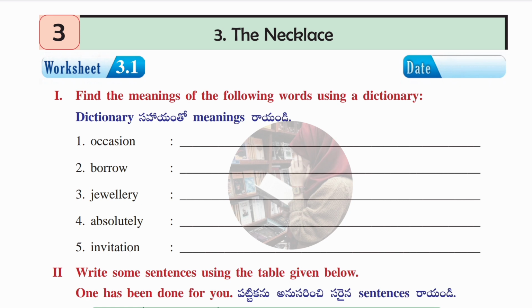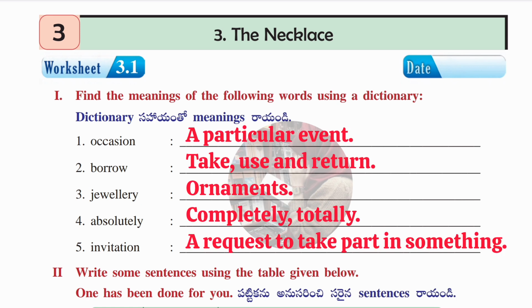So first one is occasion. Its meaning is a particular event. Second one is borrow, meaning take, use and return. Next, third one is jewelry, meaning is ornaments. Next, fourth one is absolutely, meaning completely or totally. And the last one is invitation. Its meaning is a request to take part in something. Okay guys, these are the 5 words which you have to find out.